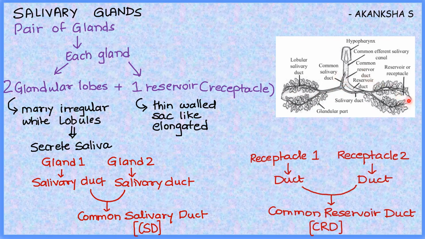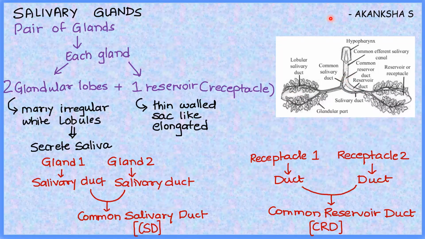Now, receptacle 1, see over here, has a particular duct. Receptacle 2 has a particular duct. You can see it in light gray or white color. Both these ducts combine to give you the common reservoir duct. So gland 1 and gland 2 give a common salivary duct that is dark green in color, and receptacle 1 and receptacle 2 give a common reservoir duct that is light gray or whitish in color.